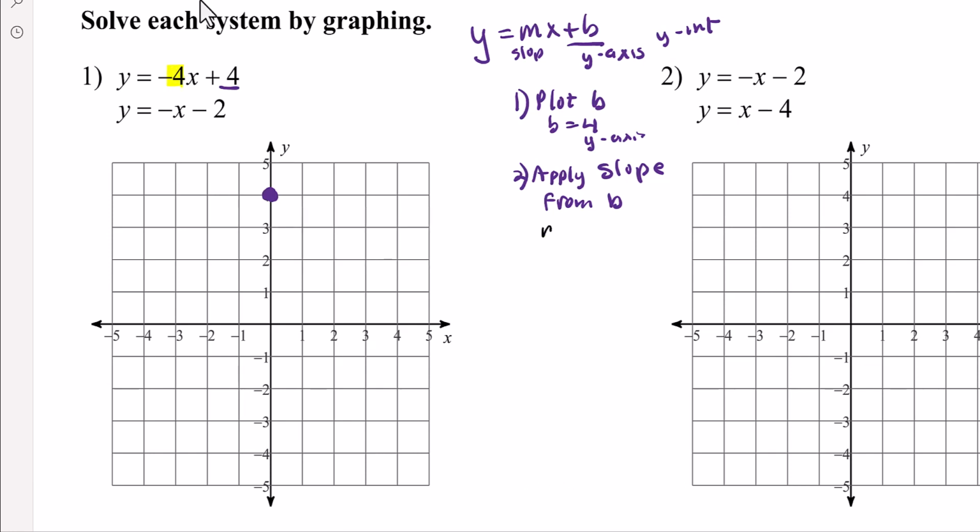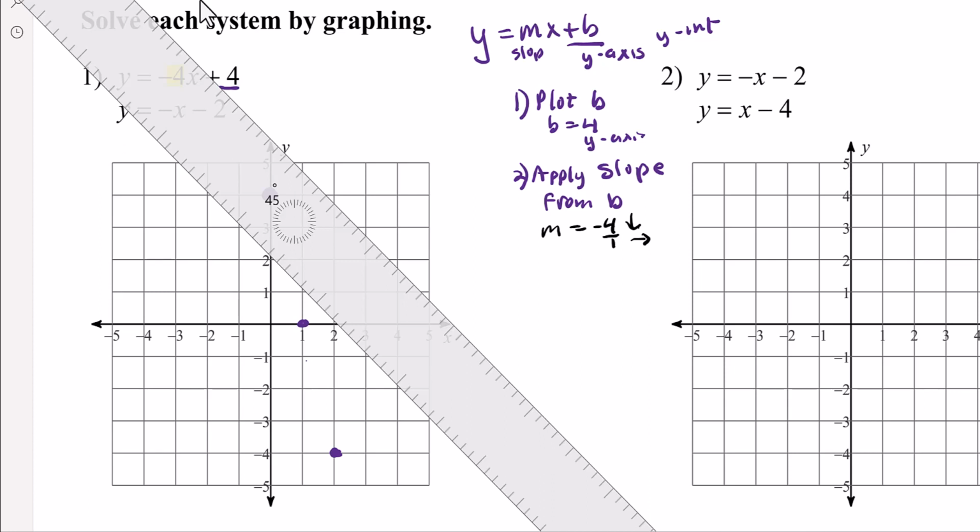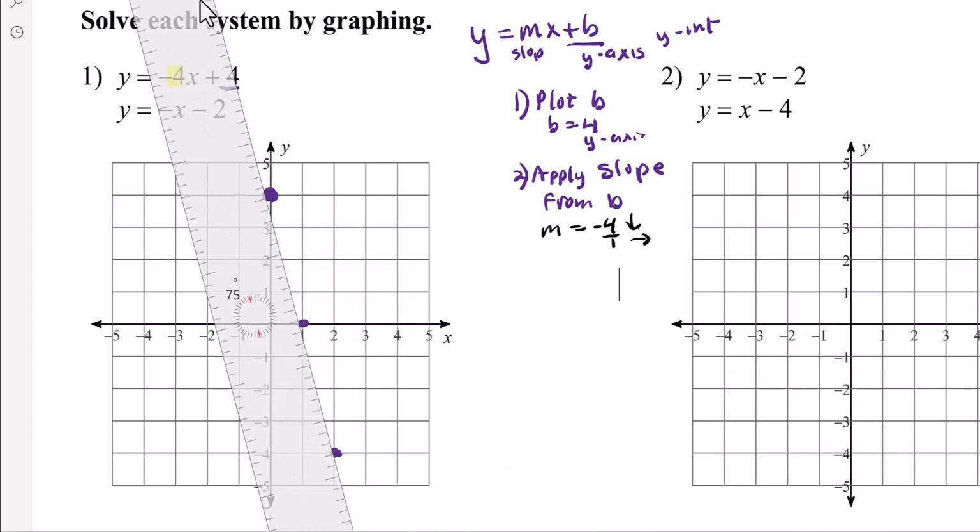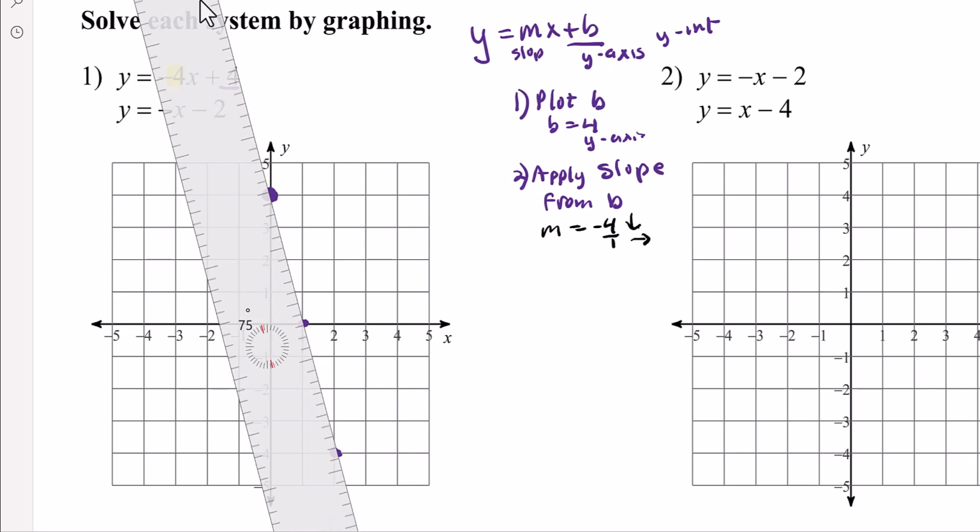This slope is negative 4 or negative 4 over 1. So we go down 4 over 1, down 4 over 1, and we're going to do that again. 1, 2, 3, 4 over 1. All right, then we graph. Here, let me get my ruler so it's at least fairly straight. Digital rulers, though, are kind of hard to deal with.